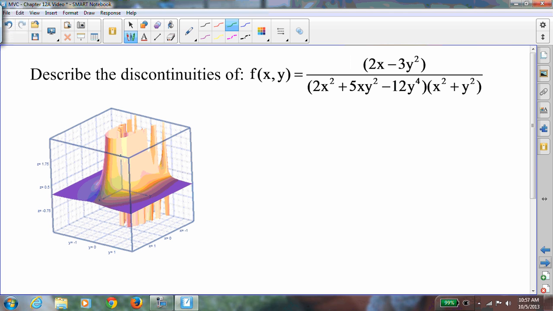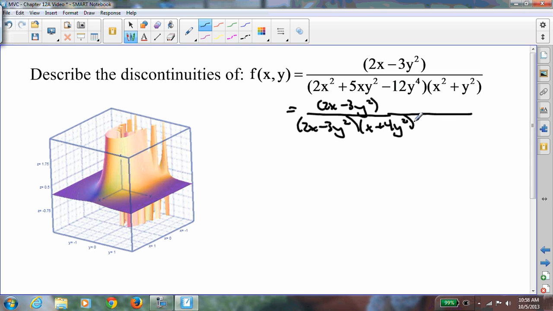Now, the different types of discontinuity. First thing you want to do, kind of like back in BC, is actually just factor this out. So if I factor this out, I get 2x minus 3y squared in the numerator. And obviously the first thing you want to try is 2x minus 3y squared in the denominator to see if you have a removable discontinuity. And then that leaves me x plus 4y squared as my leftover factor, and x squared plus y squared. So we have 3 discontinuities here. I can cancel out the 2x minus 3y squared, which basically means that it's removable.